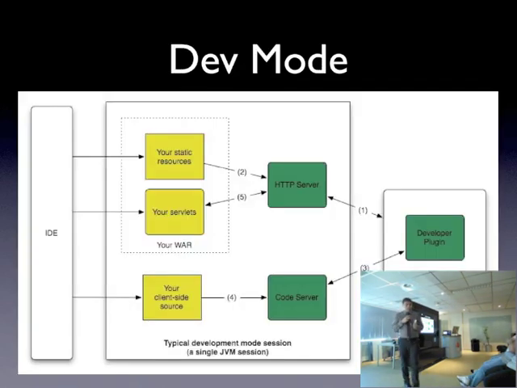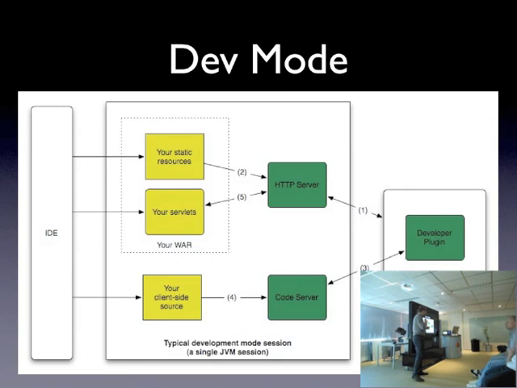At development time, though, we need a way to run the Java code in our IDE while having a browser connected. And with GWT 2.0, we introduce something called the code server, which connects to a developer plugin inside your browser. So for development time, you do have a plugin. So let me walk you through a quick example.